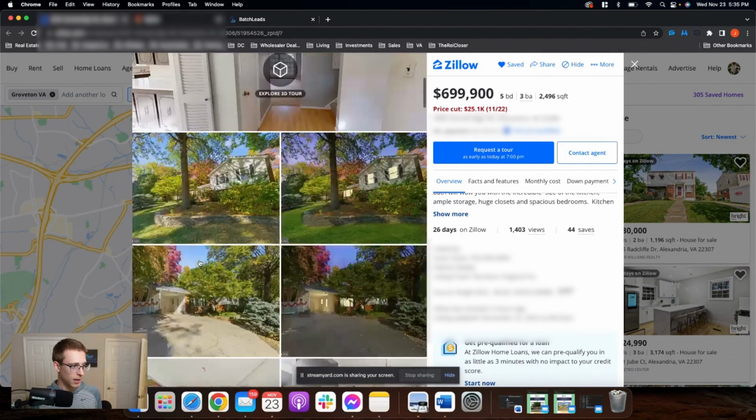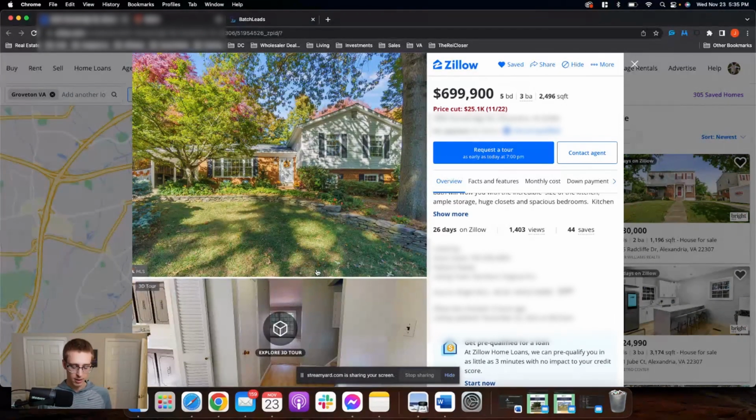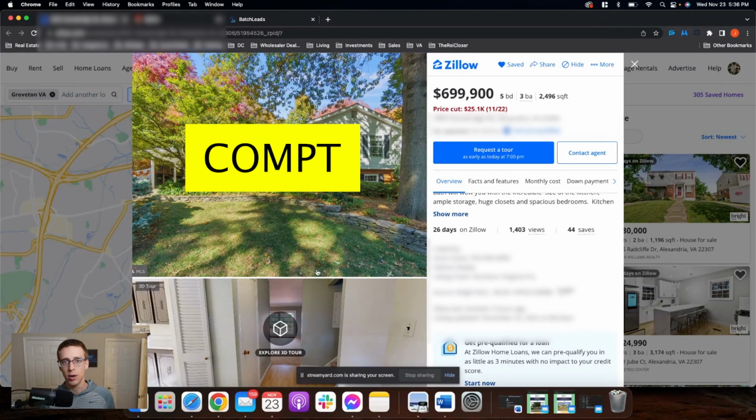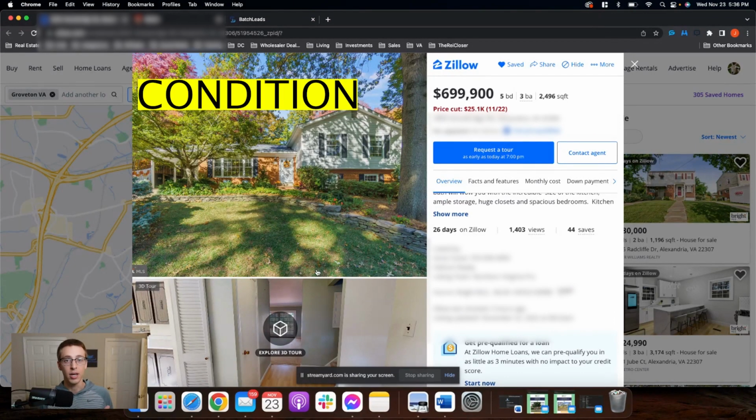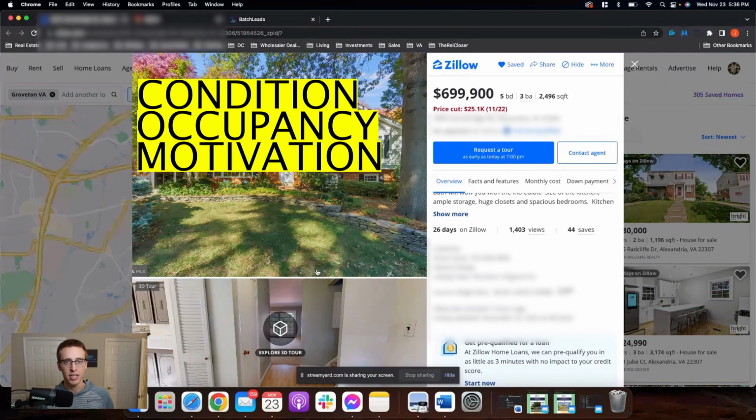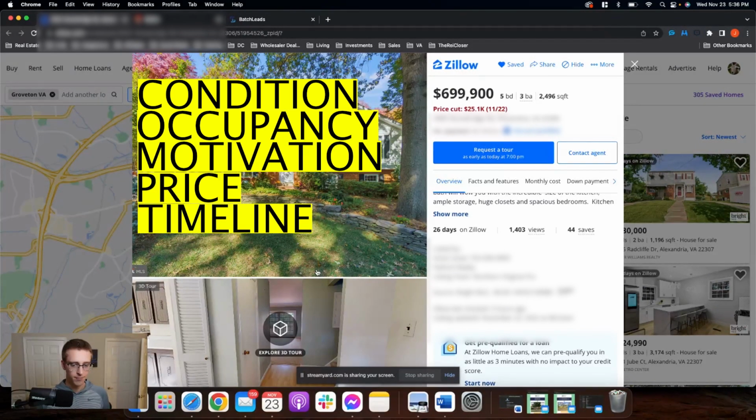So let's go ahead and call the listing agent and see if we can get some info on it. When I reach out to listing agents, I don't make an offer at first, and I don't even comp the property at first. All I want to do is figure out, is this property still available? If so, I gather the qualifiers. The acronym that I like to use is COMPT: condition, occupancy, motivation, price, timeline.